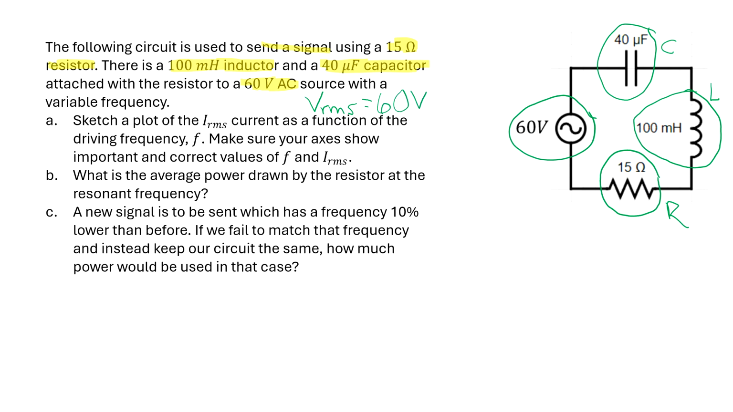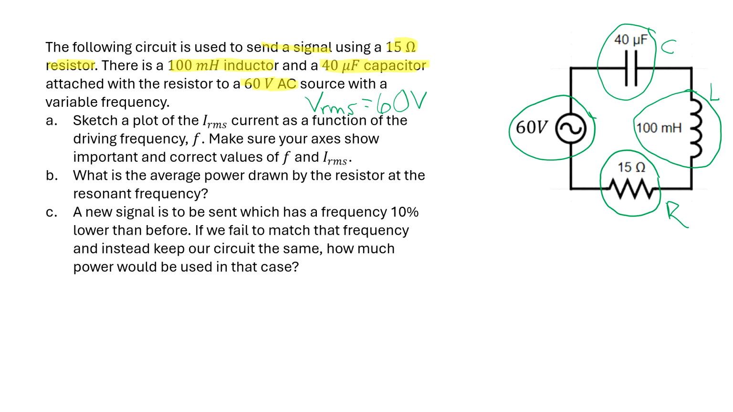Now part A says to sketch a plot of the IRMS current as a function of the driving frequency, F. Make sure your axes show important and correct values of F and IRMS. Part B, I've actually done a little bit of rewriting to make it more clear what I'm looking for. What is the average power drawn by the resistor at the resonant frequency? And C, a new signal is to be sent which has a frequency 10% lower than before. If we fail to match that frequency and instead keep our circuit the same, how much power will be used in that case?